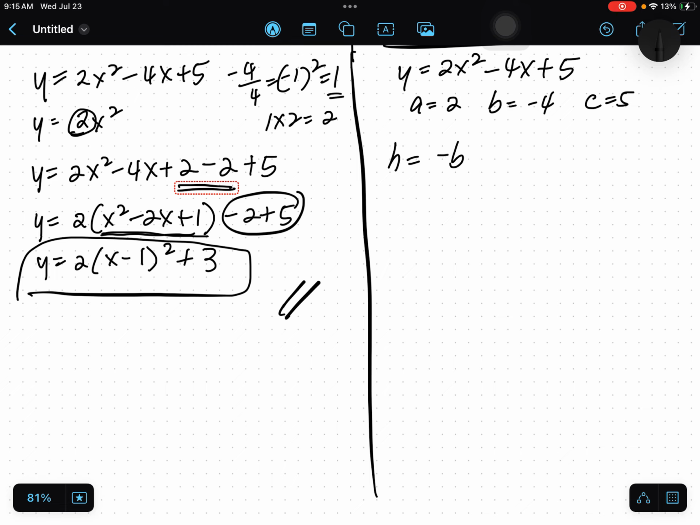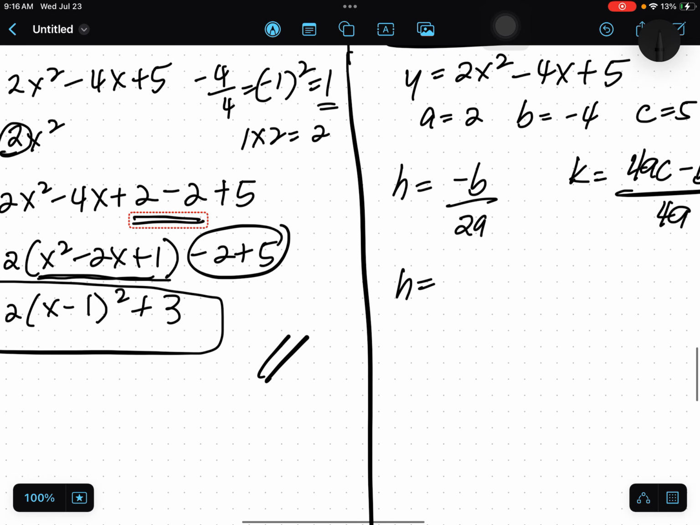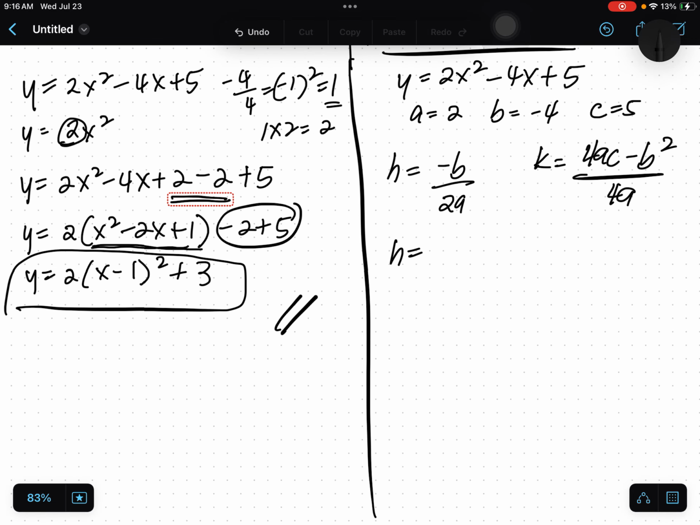H is equal to negative b over 2a. And k is 4ac minus b squared over 4a. Parang baliktad lang siya na quadratic formula. Medyo na-modify lang ng konti. So, h is equal to, oops, sorry. Negative 4 divided by 2 times 2. So, that is 4 divided by 4, which is 1. Which is, hello, the same.